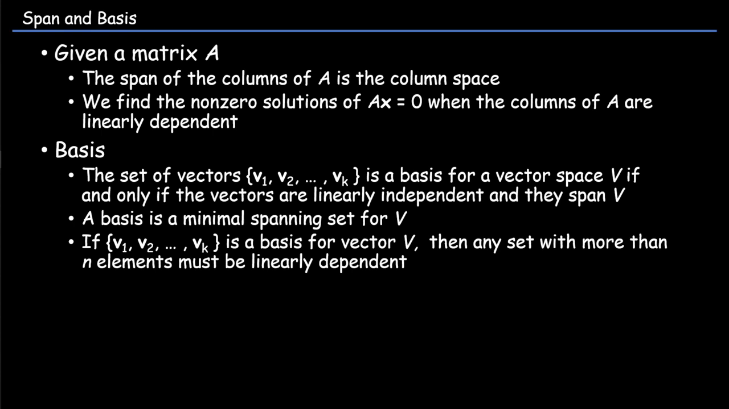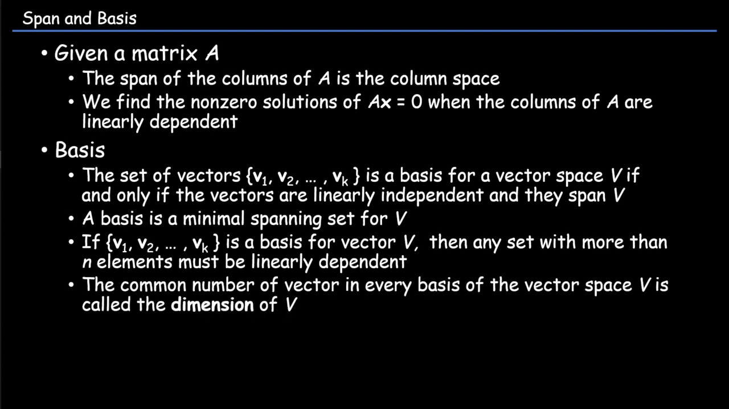Anything else that you create given that basis would be a linear combination of those vectors in that basis. The common number of vectors in every basis of a vector space is called the dimension of V. So when I go back to the xy plane, we have 2 vectors there, 1 0 and 0 1. That means the dimension of V is equal to 2.